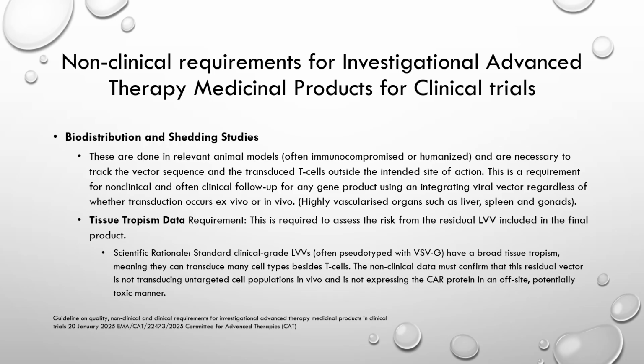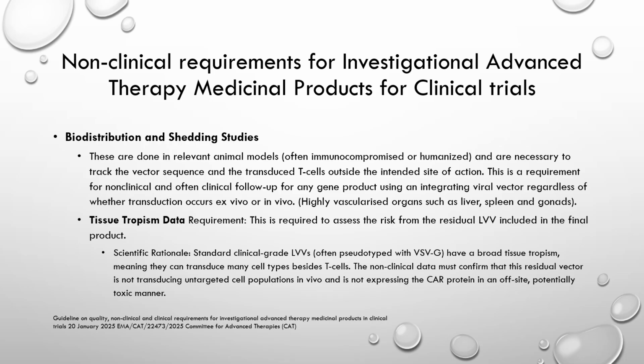untargeted cell populations in vivo and is not expressing the CAR protein in an off-site, potentially toxic manner. And even if it's not expressing the protein, has it integrated and caused insertional mutagenesis and therefore insertional oncogenesis? So these are the things that you actually have to take into consideration and plan for within your clinical trial. And your non-clinical data, there are limitations to this, but it must confirm that the residual vector is not transducing untargeted cell populations in vivo.